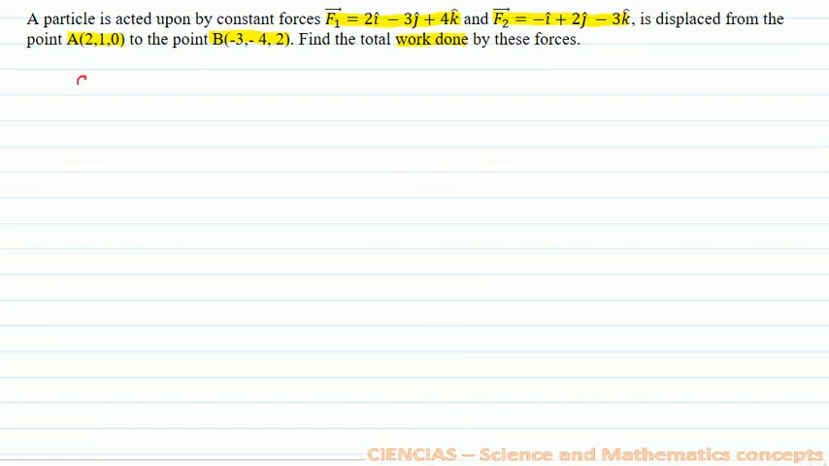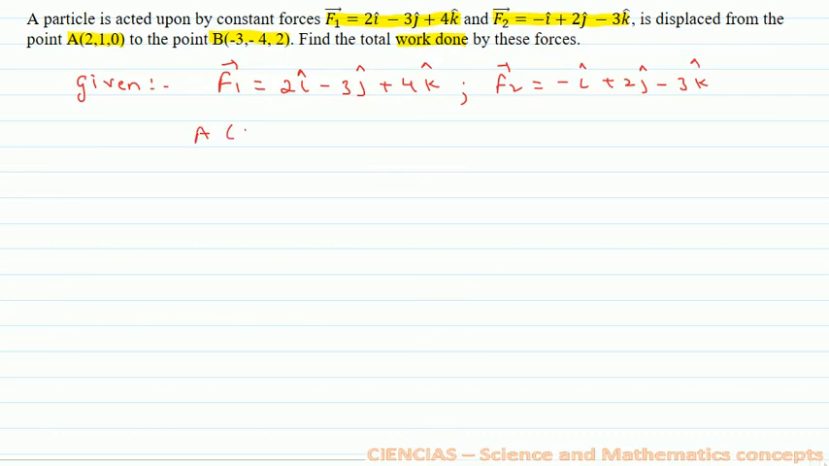So first of all we see what is given to us. Given is there are two forces, F1 equals 2I cap minus 3J cap plus 4K cap, and the other force F2 equals minus I cap plus 2J cap minus 3K cap. And the initial point is A, that is coordinates are 2, 1, 0, and the final point is B whose coordinates are minus 3, minus 4 and 2. So now we see the solution for this question.